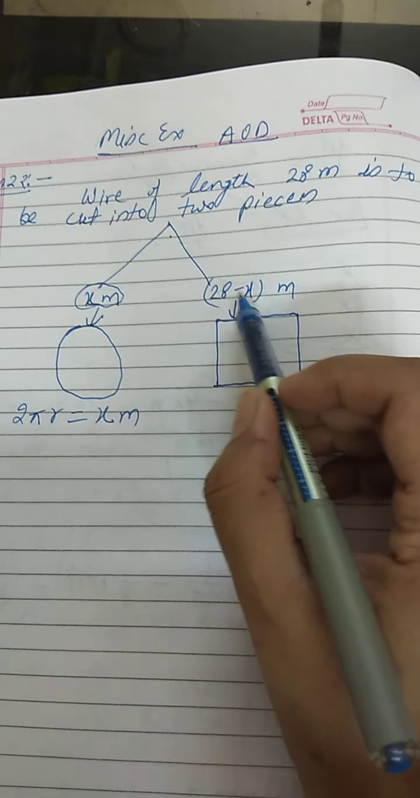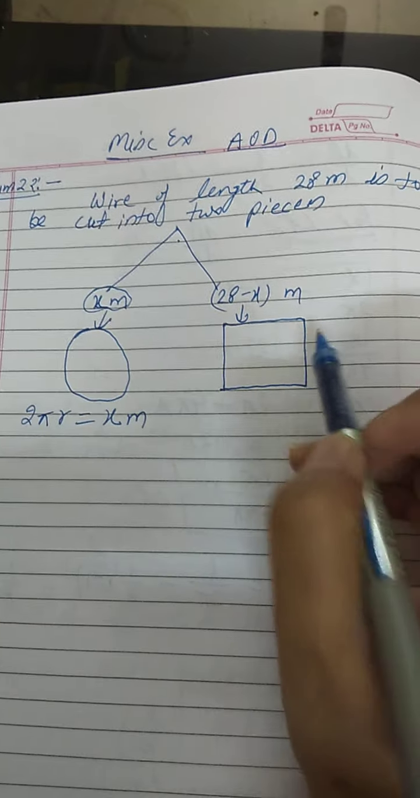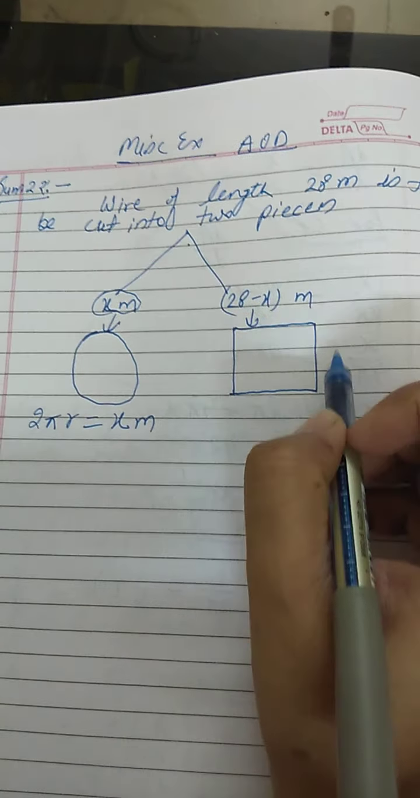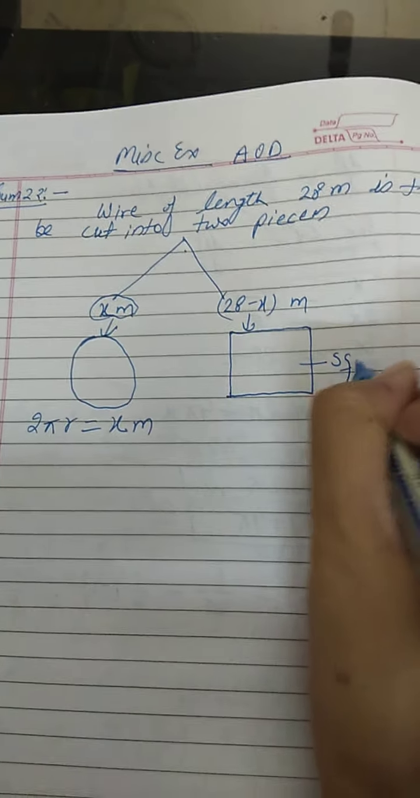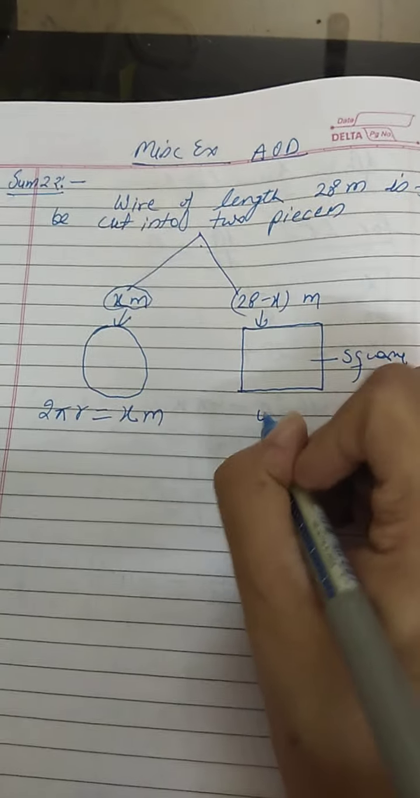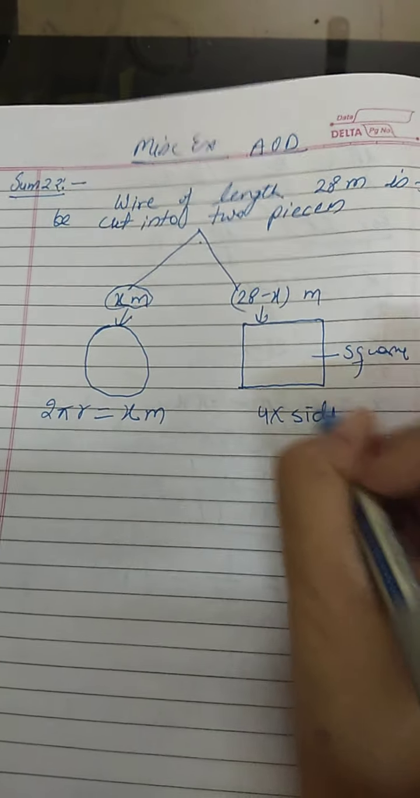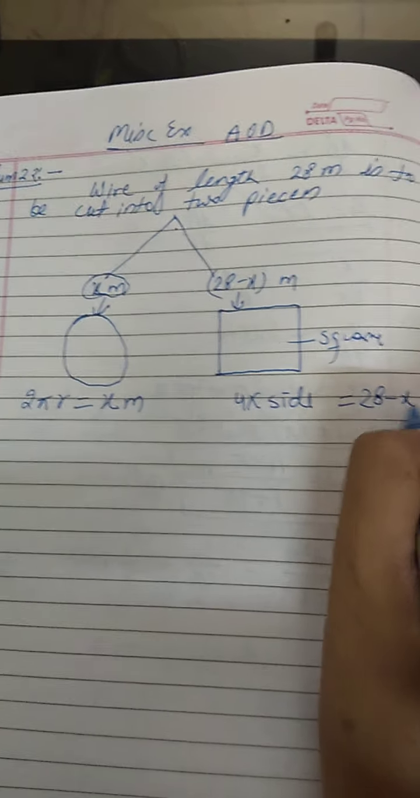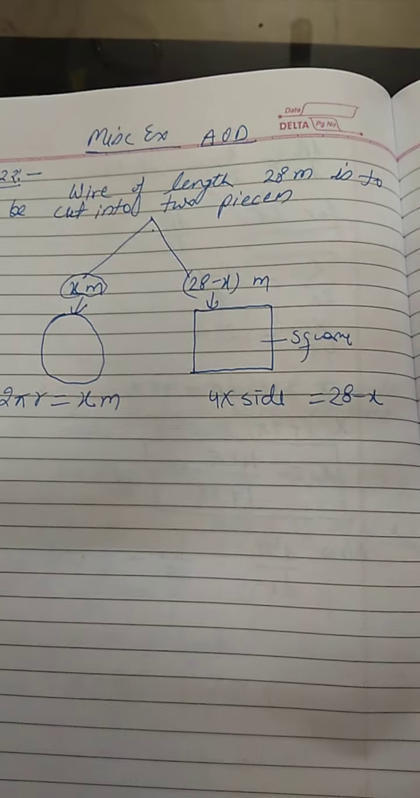Similarly, if 28 minus x meter is making the square, then this is equal to the perimeter of the square. This is a square only. So 4 into side is equal to 28 minus x meter.